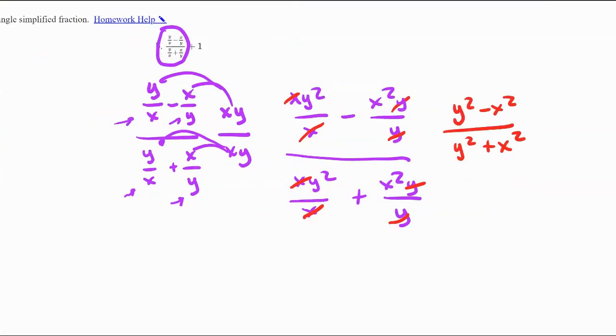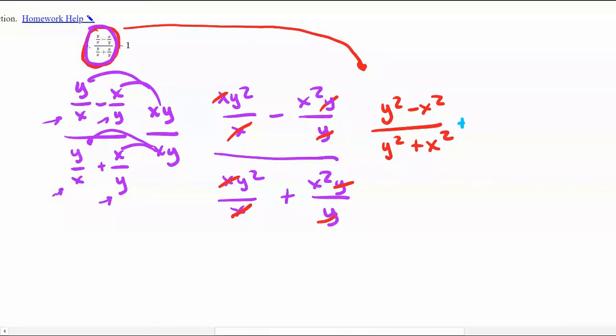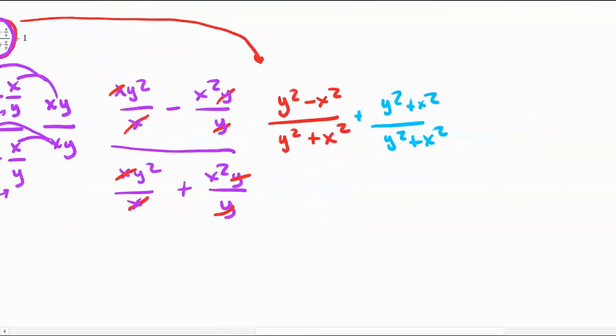Now after simplifying that, this left side I've changed into this red expression right here. And now I still have to add 1. Because I want to have a common denominator, I'm going to change that to y squared plus x squared over y squared plus x squared. That's equal to 1, and now I can just combine the tops because I have a common denominator.